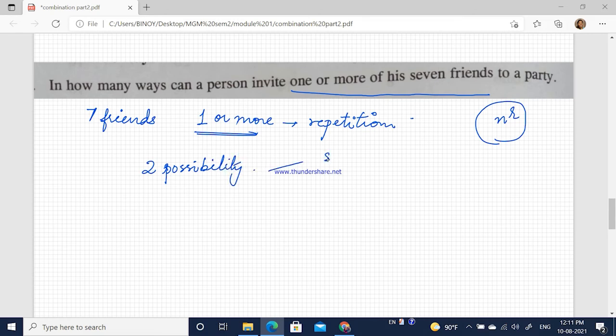That is, either you can select or not select. Two possibilities. So 2 raised to 7.